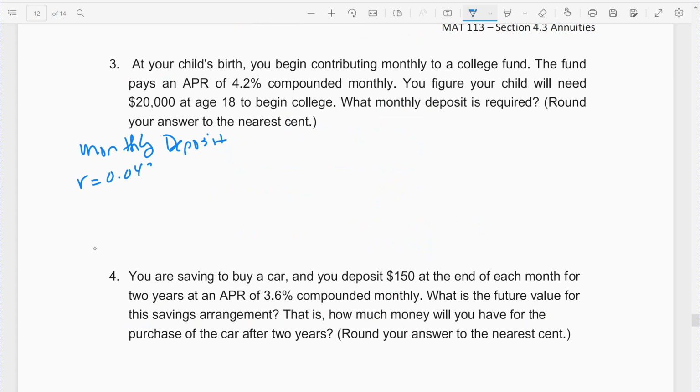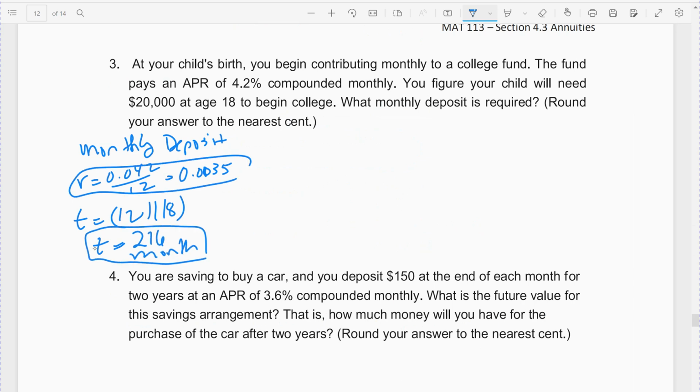R is 0.042 divided by 12, and actually that one comes out fairly nice, which is nice when we go to plug it in the formula. We don't need as many sets of parentheses. T is 12 times 18, so T is 216 months that they have to save. Alright, so you carefully plug it into the formula. Again, the formula for the monthly deposits needed. We have our goal, right? This is our goal, which would be the future value.